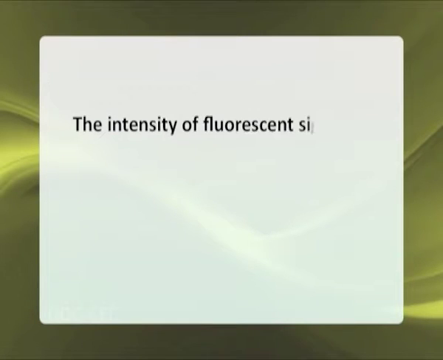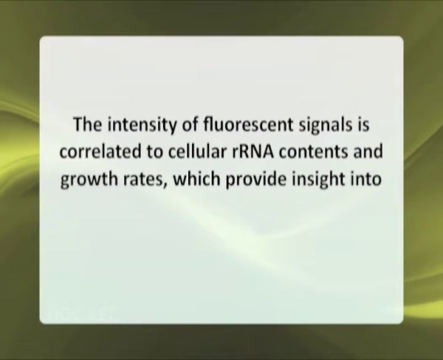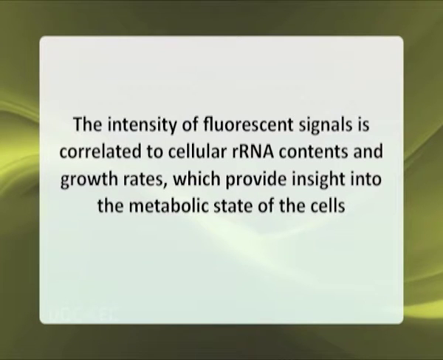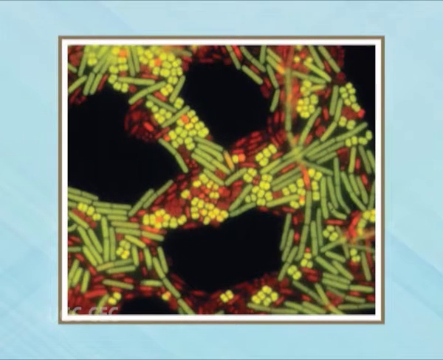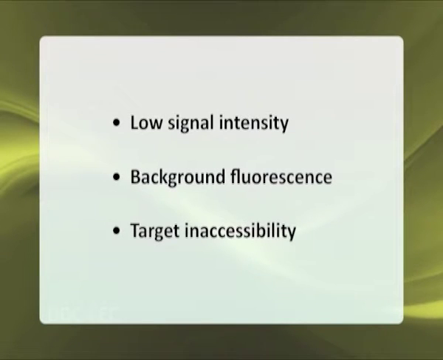In addition, the intensity of fluorescent signals is correlated to cellular rRNA contents and growth rates, which provide insight into the metabolic state of the cells. FISH can be combined with flow cytometry for a high resolution automated analysis of mixed microbial populations. Low signal intensity, background fluorescence and target inaccessibility are commonly encountered problems in FISH analysis. It was all about fluorescence in situ hybridization.